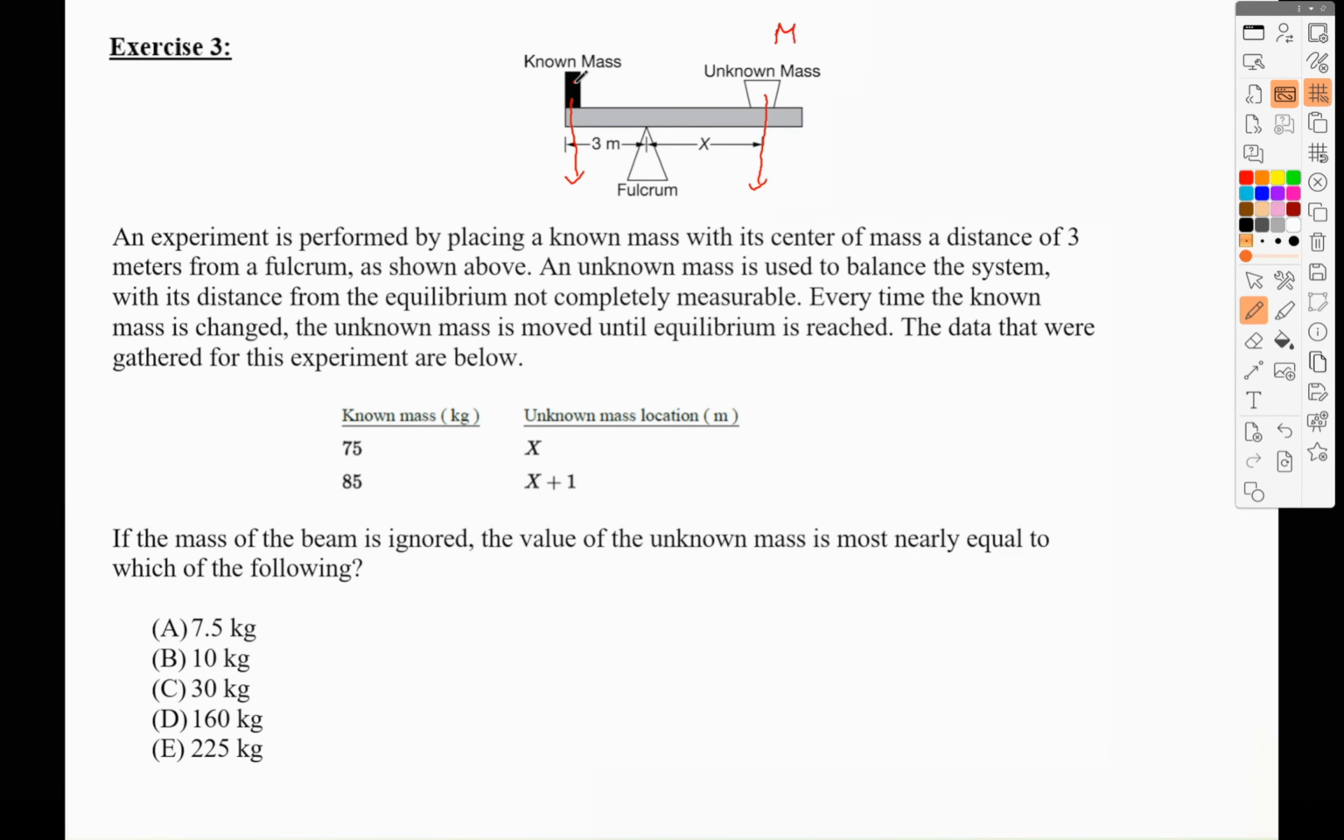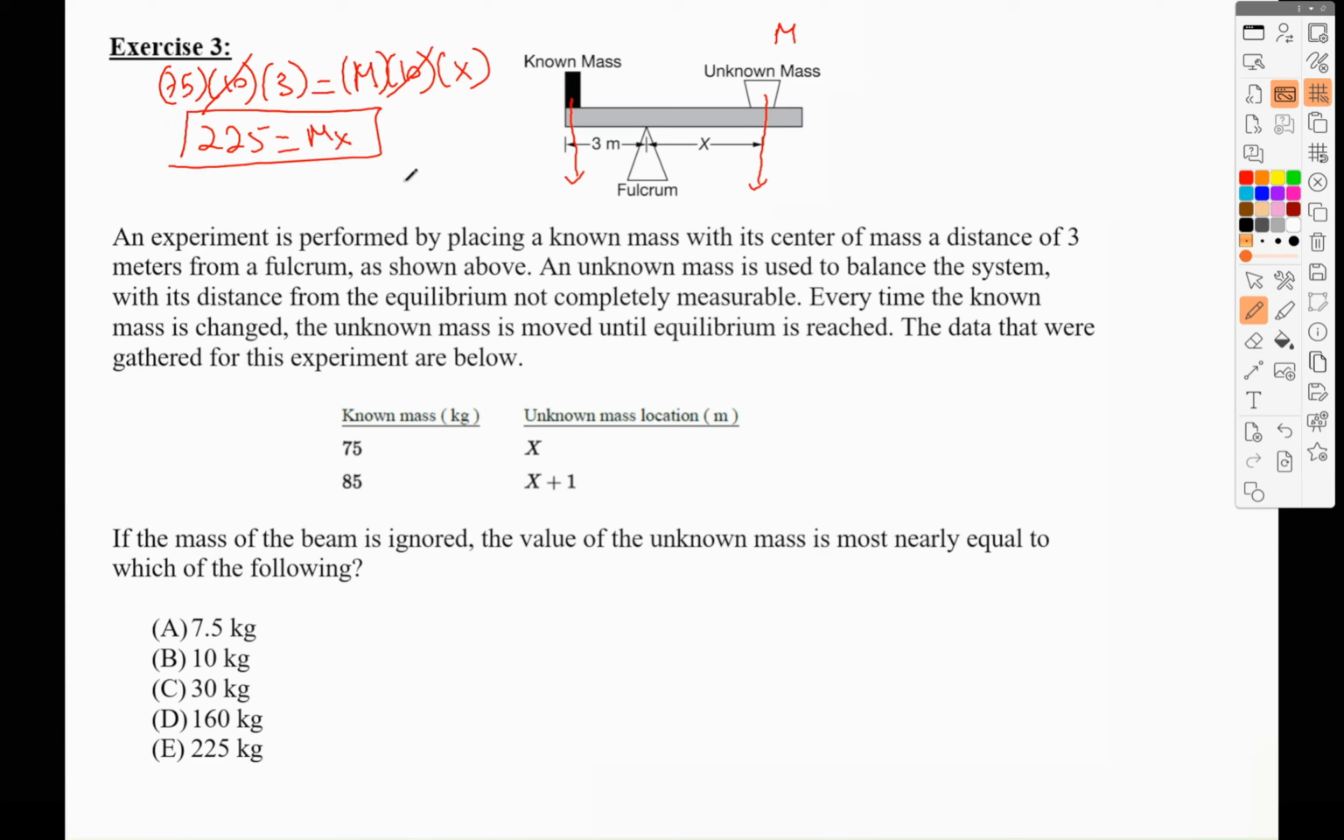Now, what is the torque that it's producing? It's due to the pull of gravity, which is 75, the first one, multiplied by 10, multiplied by 3. That should balance the pull of gravity, which is M multiplied by 10, multiplied by the distance X. So the first equation is 225 equal to, sorry, let me do it the following way. 10 with 10 would cancel. That would be 225 is equal to MX. So that's the first equation.